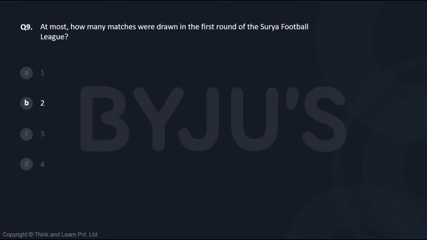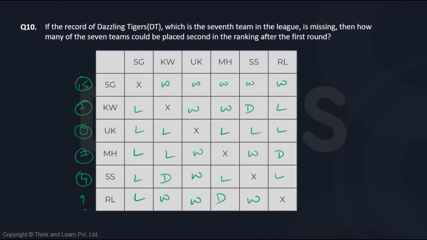Right? Moving on to question number 10. If the record of Dazzling Tigers, once again we have a Dazzling Tiger, which is the 7th team. So DT is here. So I will write DT here. And of course, there will be a cross here. Then how many of the 7 teams could be placed second in the ranking?